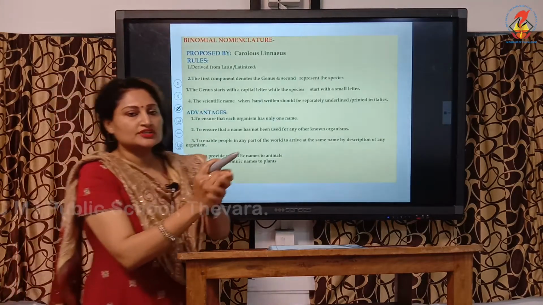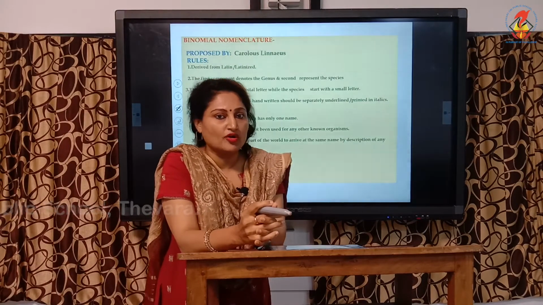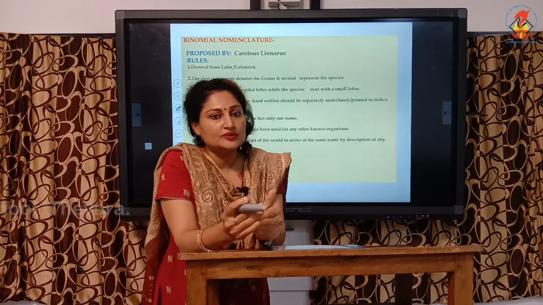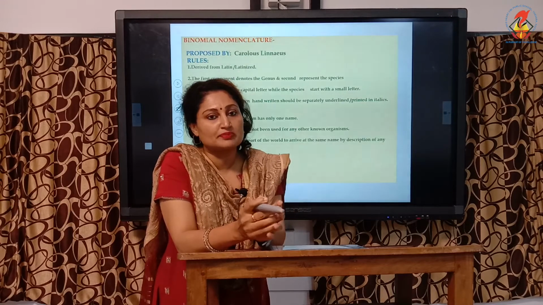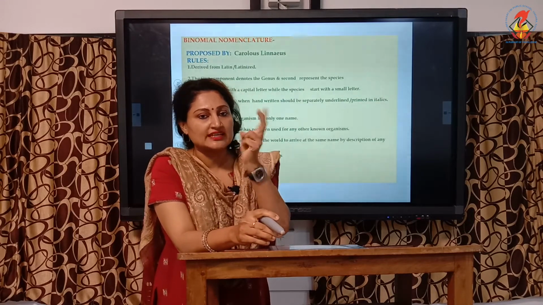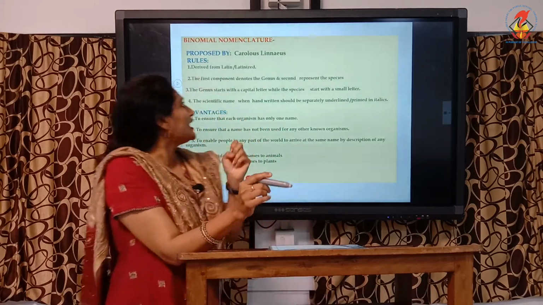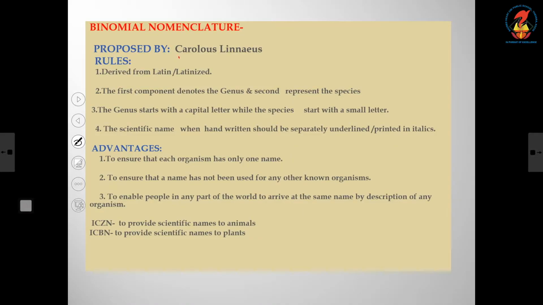Next, I told you what is nomenclature, scientific naming of organisms. Now, the widely used nomenclature is the binomial nomenclature. From the name itself, you understood binomial means it has two names. The scientific name comprises two parts, and this was proposed by Carolus Linnaeus. So, the binomial nomenclature is widely accepted and it was proposed by Carolus Linnaeus.